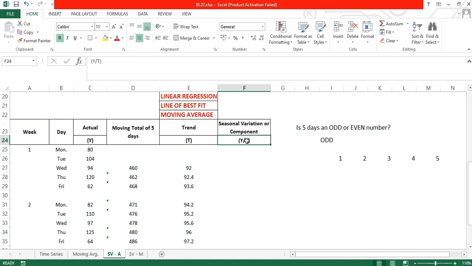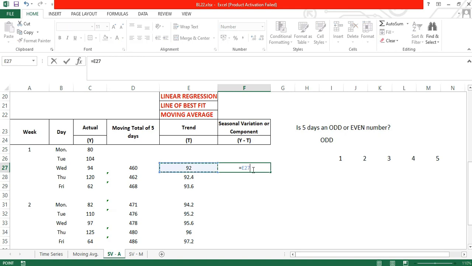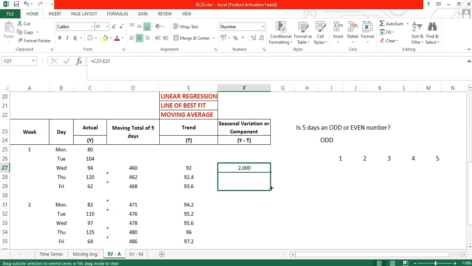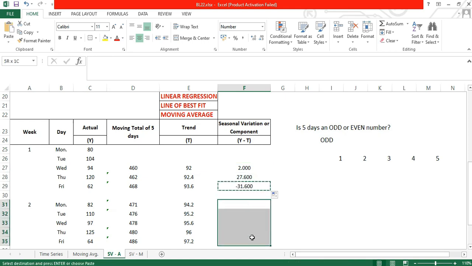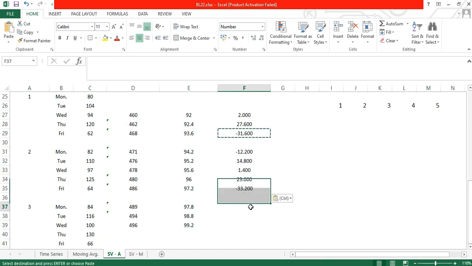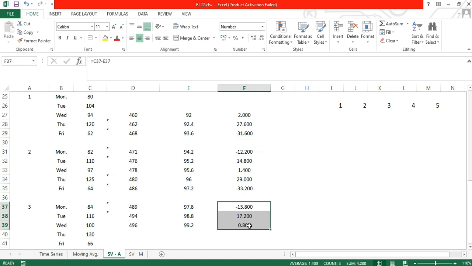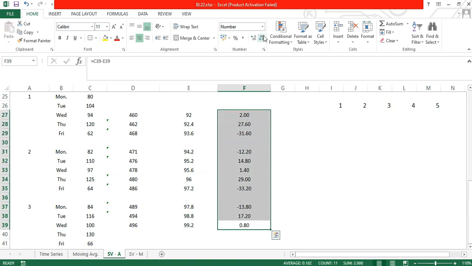Calculating the seasonal component, there's a small formula error here. Actually, it should be Y minus T, where you minus the actual and the trend. In doing that, you will then minus 94 with the trend next to it, which is 92. And you continue that for all the types. There could be negative figures, no problem. There is a thing on negative figures which I will let you all know.